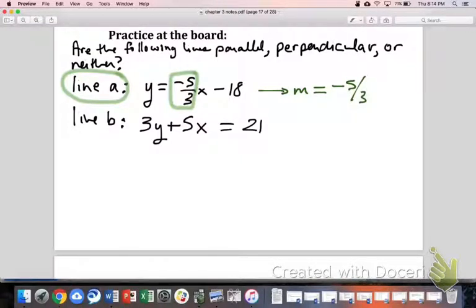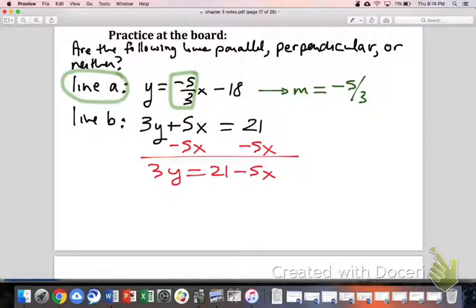Now, I don't immediately know the slope of line B because it's not in slope-intercept form, but I can get it there pretty quickly and make a judgment on that. So in order to get to slope-intercept form, I'm going to need to subtract 5x from both sides. So that'll give me 3y is equal to 21 minus 5x. And then finally, I need to divide both sides by 3. And in doing so, I get y equals 7 minus 5/3 x.